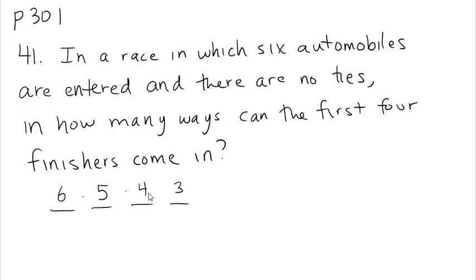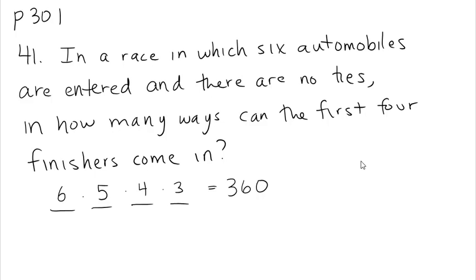And the fundamental counting principle says we can just multiply those numbers together. 6 times 5 is 30. 30 times 4 is 120. 120 times 3 is 360. And there are 360 ways that the first 4 finishers could cross the finish line.